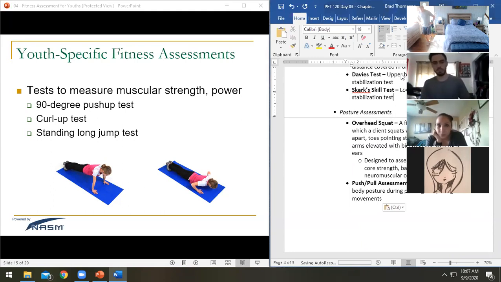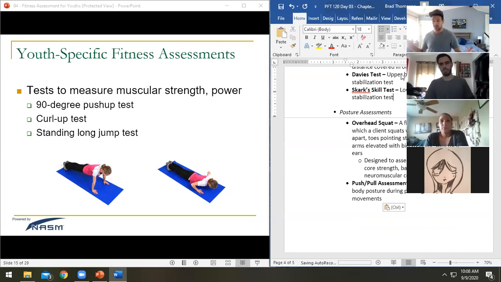They're going to jump into the first square and then back. They're always going to return to the center square before jumping to the next one. So it's going to be forward, corner, side, back corner, back, other back corner, side, front corner. And what you do is you time it. And that's the shark's skill test.